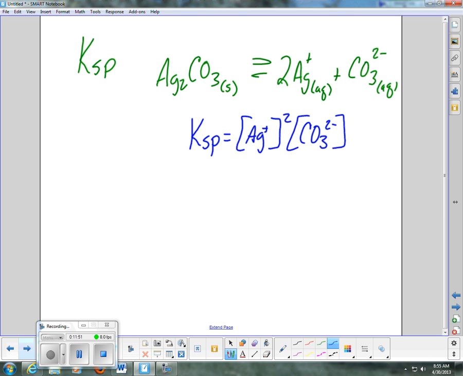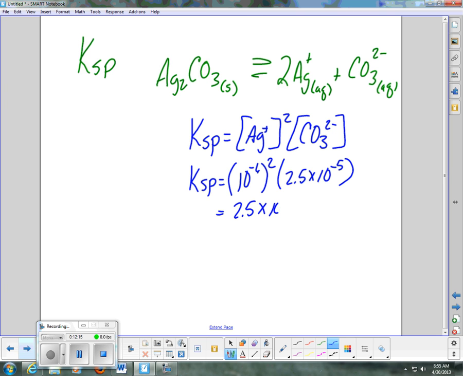So this is an example. So then all I have to do is plug in the numbers. So for KSP, it's equal to 1.0 times 10 to the negative 6 squared times 2.5 times 10 to negative 5. I would times that out, and you get 2.5 times 10 to the negative 17. Okay, I gave you what the KSP is.